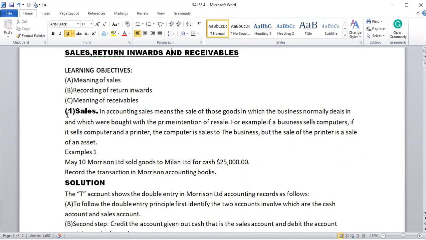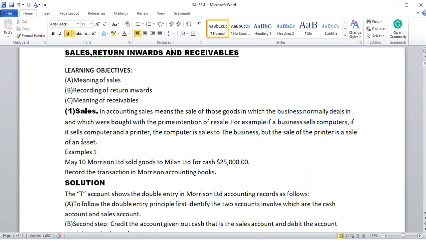So let us start. Lesson 1, sales. In accounting, when we say sales, what's the meaning? In accounting, sales means the sale of those goods in which the business normally deals in, and which were bought with the prime intention of resale. For example, if a business sells a computer and a printer, the computer is sales to the business, but the sale of the printer is a sale of an asset.